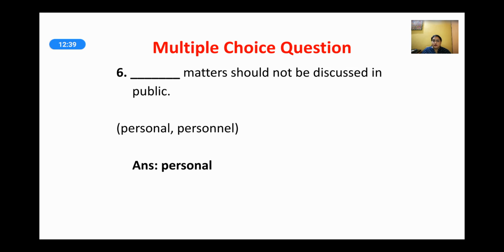Dash matters should not be discussed in public. What matters should not be discussed? Here I have intentionally included only two choices. Let us see whether we are able to pick up the right one. Dash matters should not be discussed in public. The pronunciation for both the words is personal, but observe the spellings: PERSONAL, PERSONNEL. So the first answer is personal. That is, private matters should not be discussed in public.